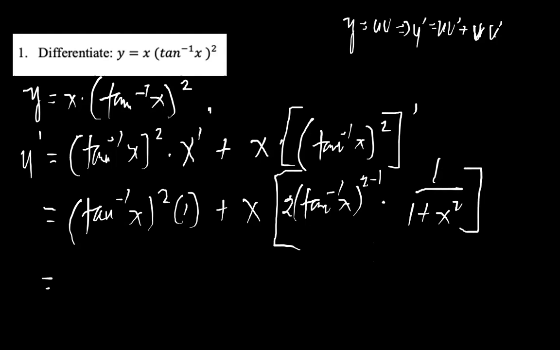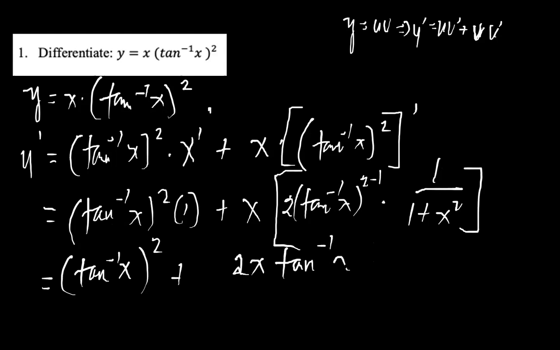So let's now process this. Inverse tangent x squared plus, there we go, x. So this becomes 2x times inverse tangent x times 1 over 1 plus x squared, right? Okay, and then can we still simplify this? I don't think so. We cannot simplify this anymore. Or we can factor out inverse tangent x. Okay, so let's try that.